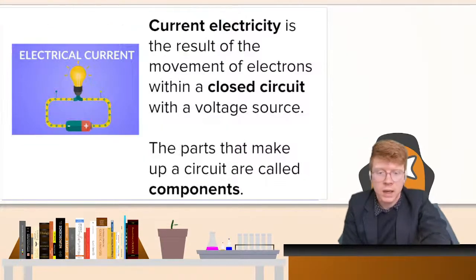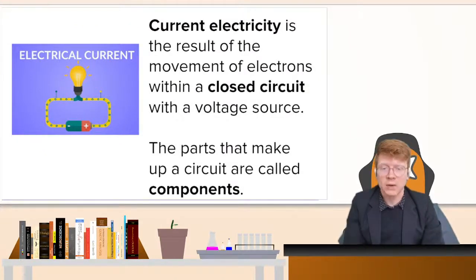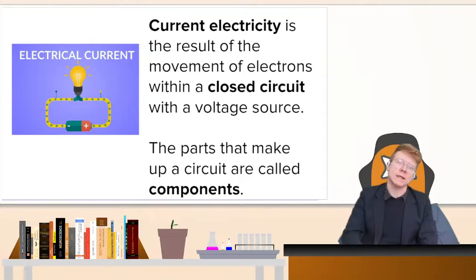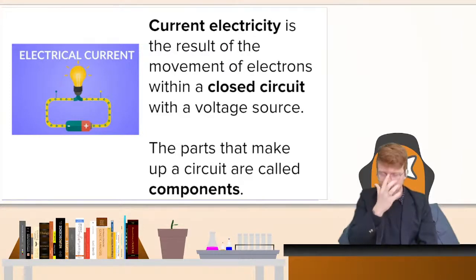Okay? Now, what you need to know about current electricity is current is caused by the movement of electrons in what we call a closed circuit. So the electrons can only go from one place to the other. In the case of a battery, you have a buildup of negative charges, and they move around to the positive side.